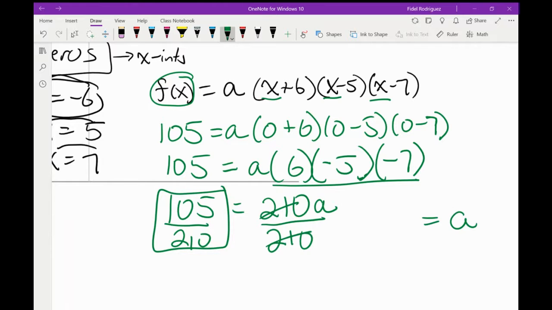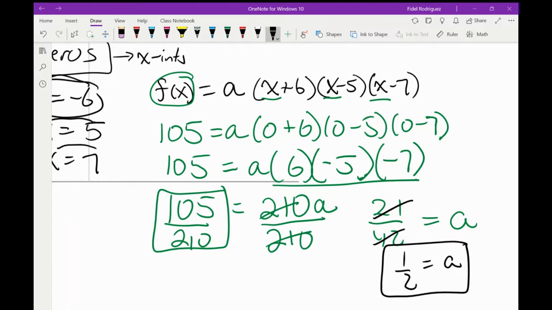And guys, for this problem here, I am going to go ahead and reduce my fraction. So I know I can at least divide them both by 5. So this is 42, and 105 divided by 5 is 21. And I can divide both those by 21 again. So that's a 1/2 equals A.